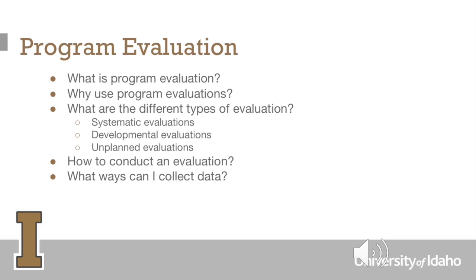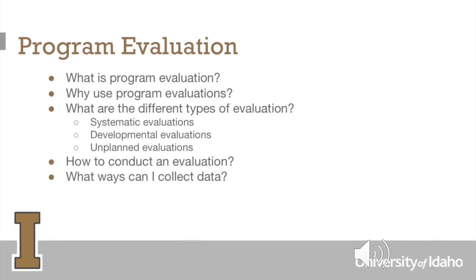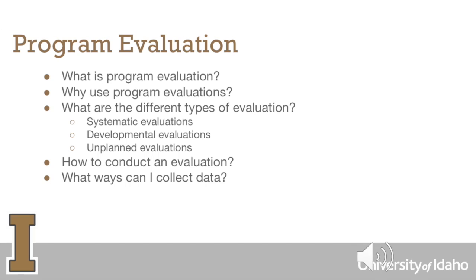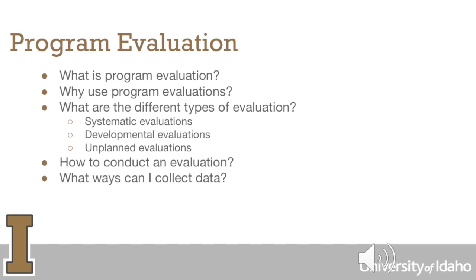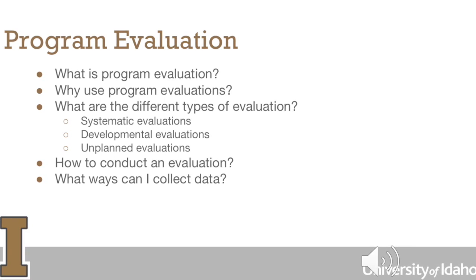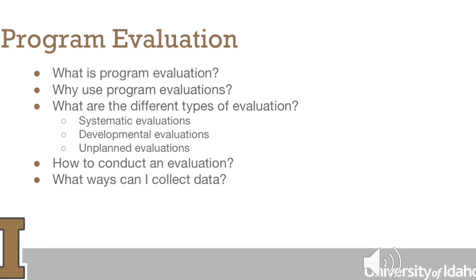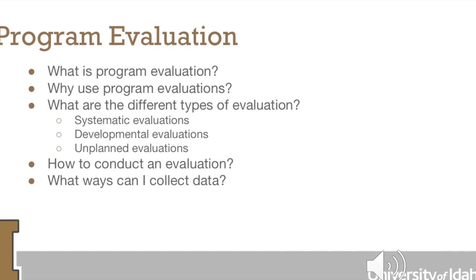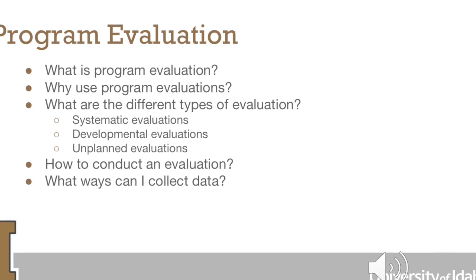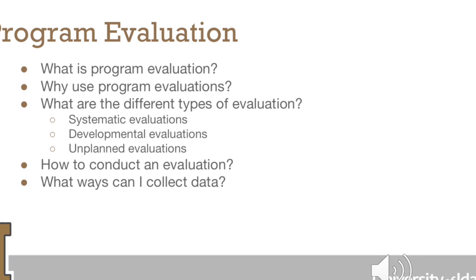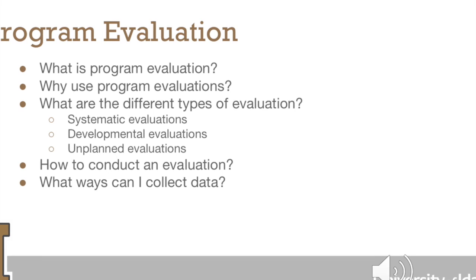The main concepts explained are what exactly a program evaluation is, why program evaluations are used, the different types of evaluation, including systematic evaluations, developmental evaluations, and unplanned evaluations. How to conduct different types of evaluations, and different ways in which one can collect data for the evaluations. Throughout this lecture, the chapter's main points will be summarized and explained, showing exactly why this chapter's information is important to program planners to learn, so you can effectively implement different types of evaluations within your own programs.